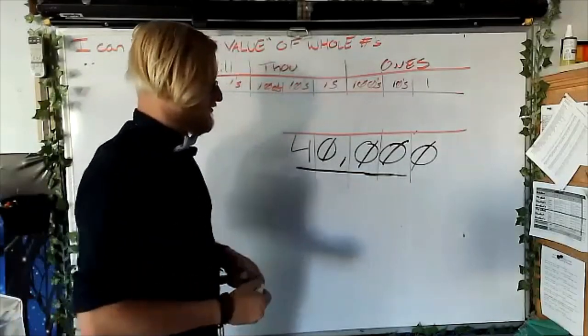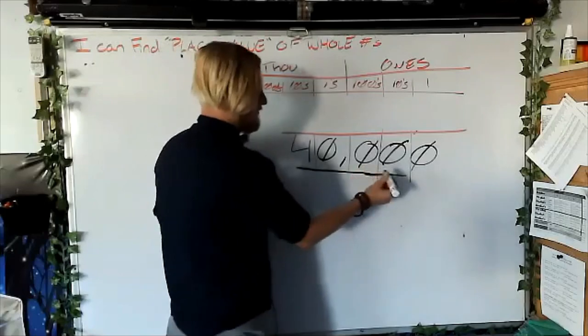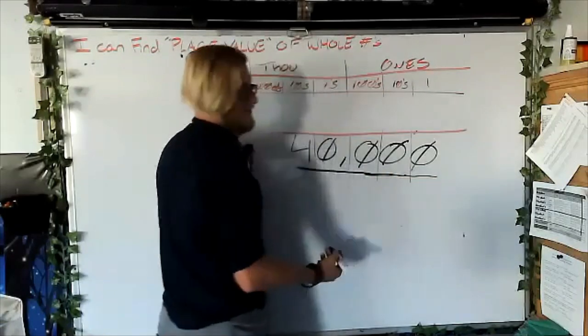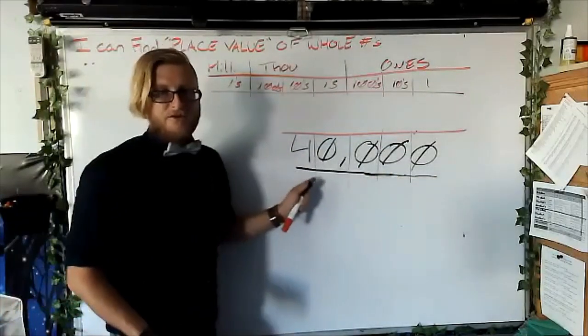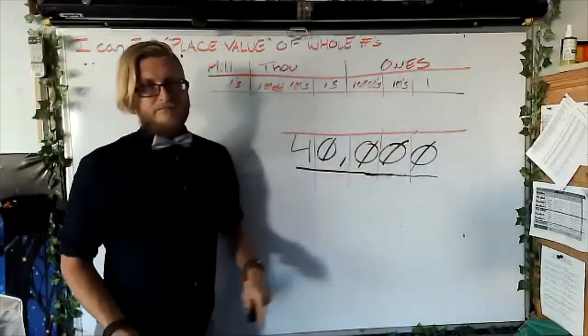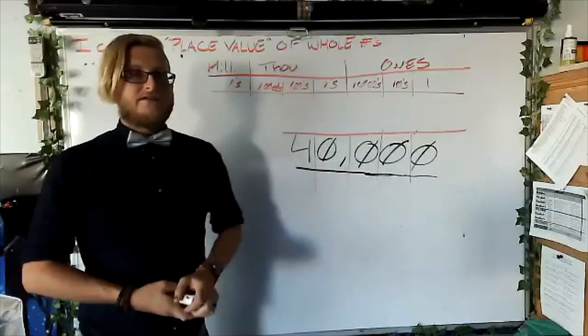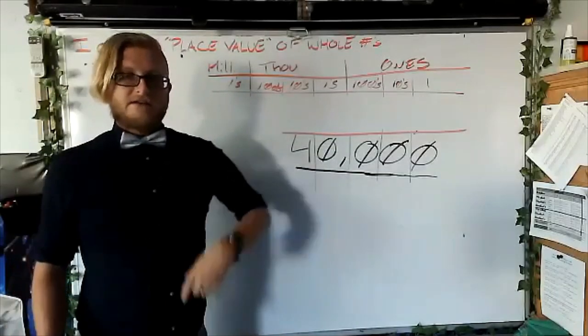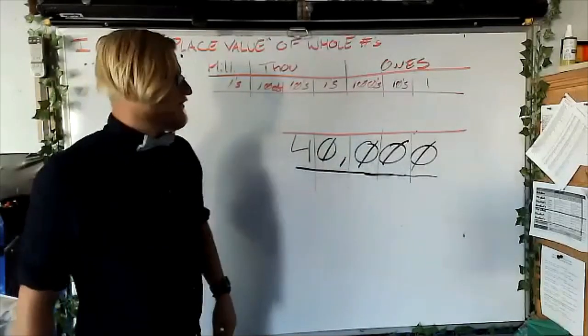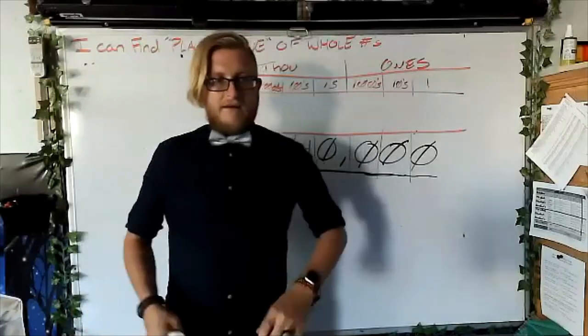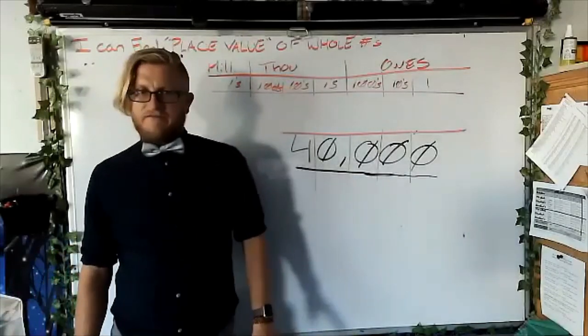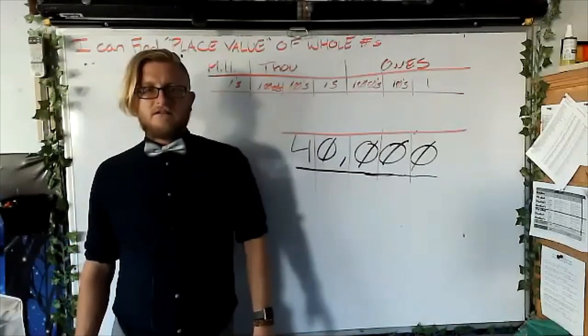Or I could go even further. And this one is kind of redundant, but I could say 40,000 ones. 40,000 ones is implied, right? When you say a number in its whole, you're implying that you're counting by ones. Okay. I'm going to pause. Whew. That's a lot of information. Who thinks they could do this on their own?